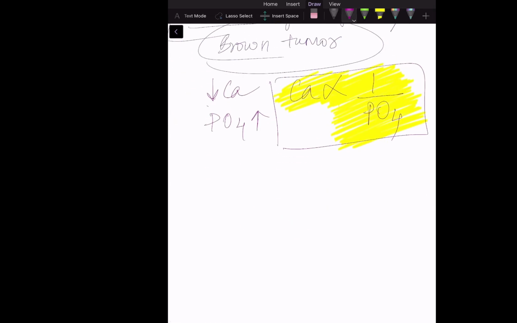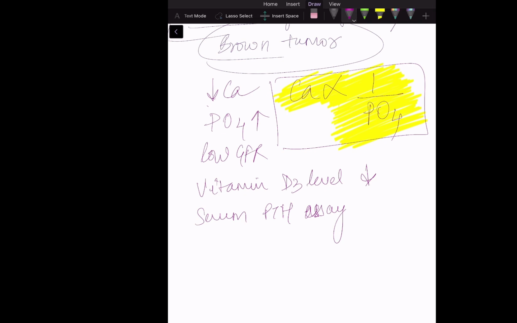Then what about the GFR level? There will be low GFR. Okay, what about the vitamin D3 levels? Vitamin D3 levels will decrease, obviously. Then we'll check serum PTH. It's very useful, and it's used very often nowadays. It will show an increase. Then we come to the creatinine level. What about serum creatinine levels? That will increase.